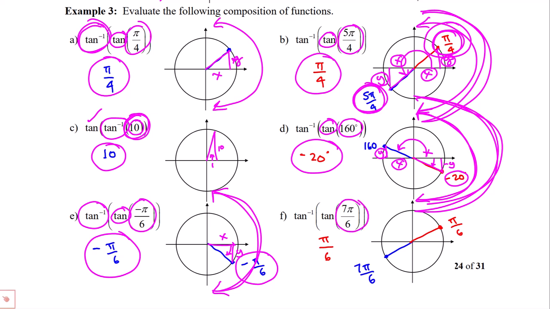7 pi over 6. Well, 6 pi over 6 is 180, so 7 pi over 6 is in the third quadrant. Tangent is positive there because y is negative and x is negative. Well, if I go back over here, that's the same y and same x, but they're both positive. The tangent value is going to be positive. The angle I want is pi over 6, on the other side of the origin.